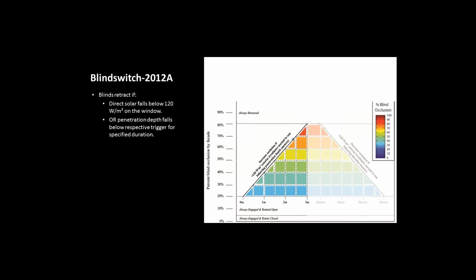Blind switch A: blinds retract if direct solar falls below 120 watts per square meter on the window, or penetration depth falls below the respective trigger, for a specific duration. And there is a hysteresis for this blind switch, which is time-based, and it controls retraction points for each window.